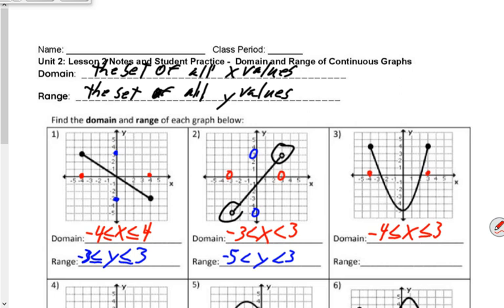Now let's look at our y values. If we look at the y values, it comes down to this point right here, which is negative 5, and it goes up here to positive 4. And we're going to say it includes the negative 5 as well. So we can say that negative 5 is less than or equal to y, which is less than or equal to 4. Okay?